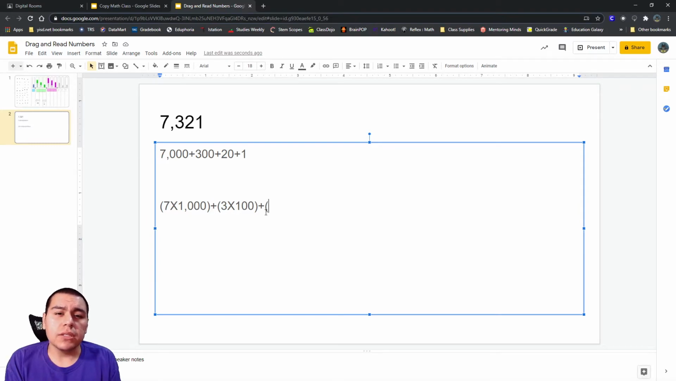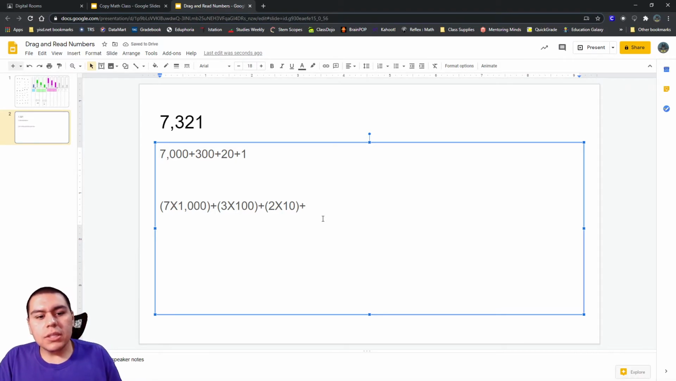Brianna, what do you think comes next? 2 times 10. Perfect. And I like that you caught it and you fixed it. 2 times 10. All right, there's one last part to my expanded notation. What's the last part I need to add? Sebastian, what's the last part I need to add to finish off that number? Okay, Brianna. The last part I would need to add.